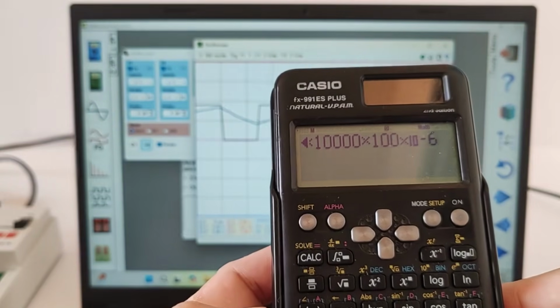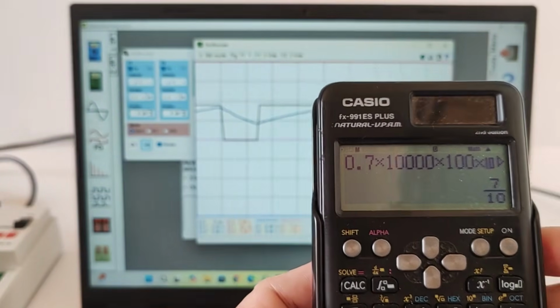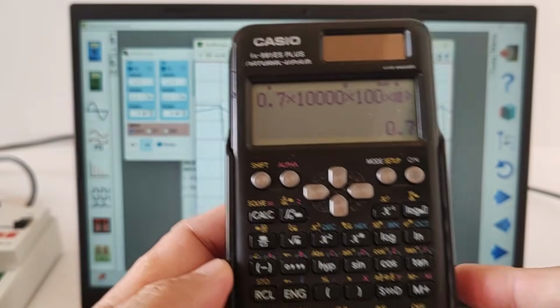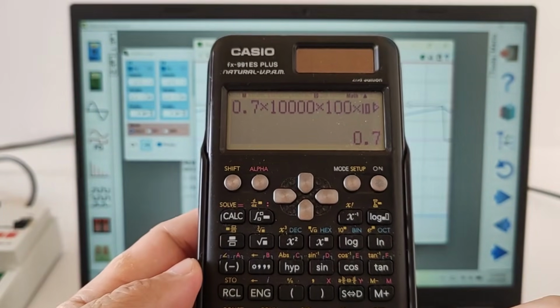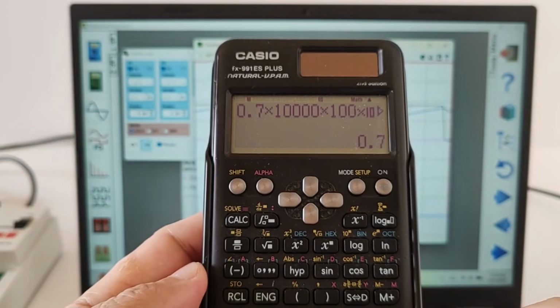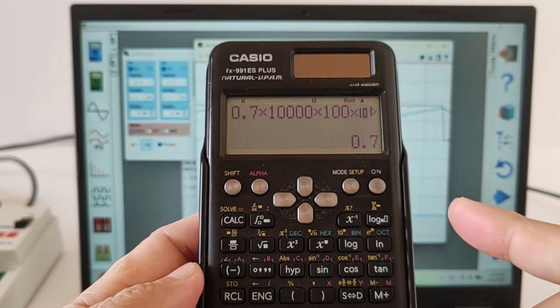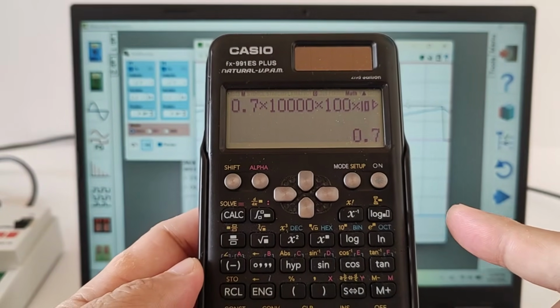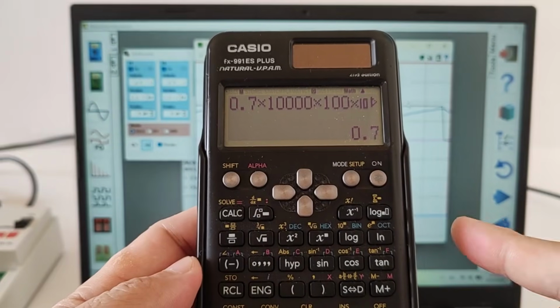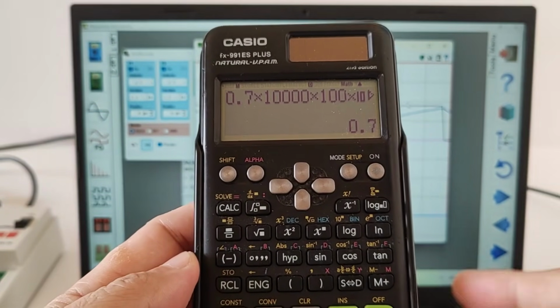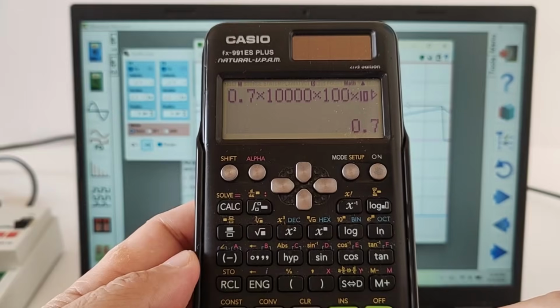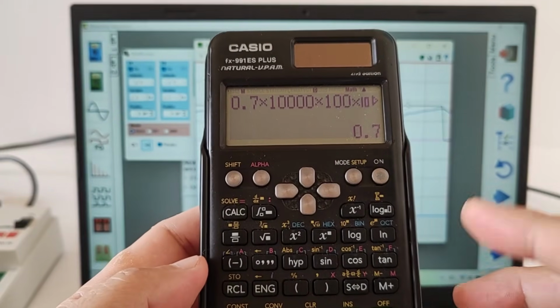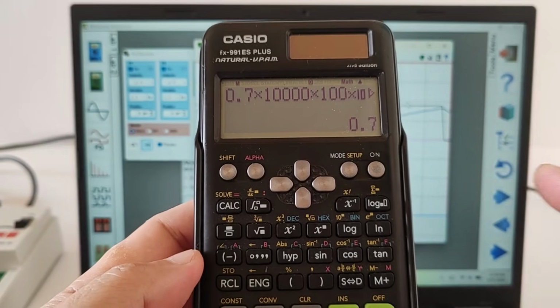Now if I press equals, what do I get? 7 over 10, like this. You see there, I'm getting 0.7. This is a computed value, and our oscilloscope, our measured value, is saying 0.71. So it's very close to our measured value. Now, to compute for the on state, how long is the on state?